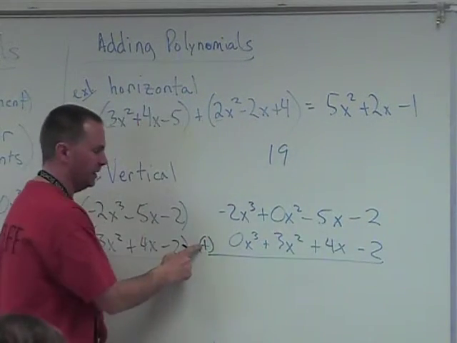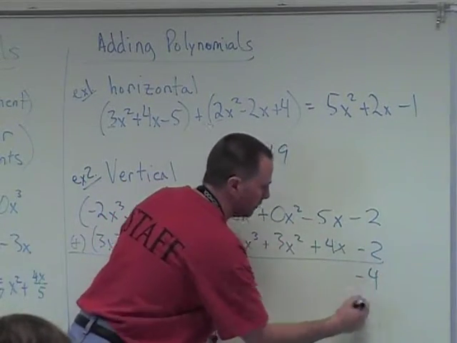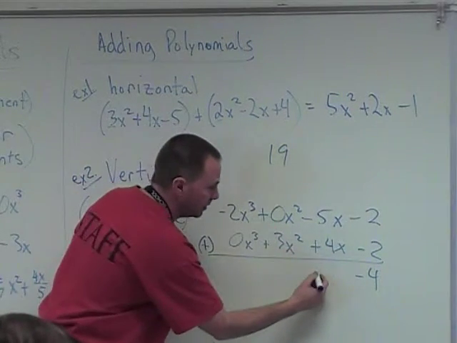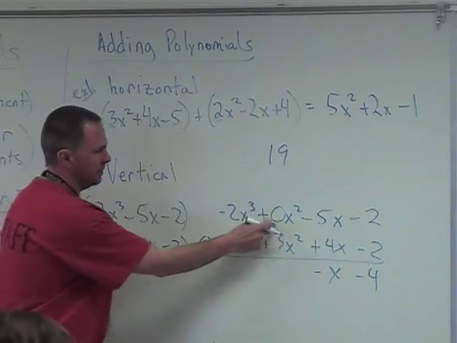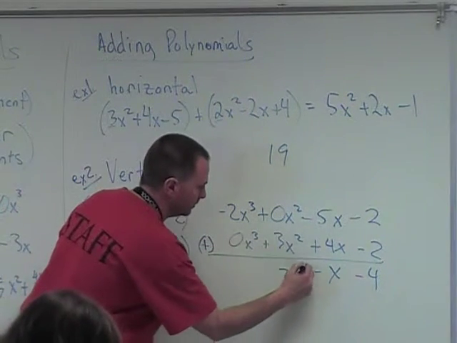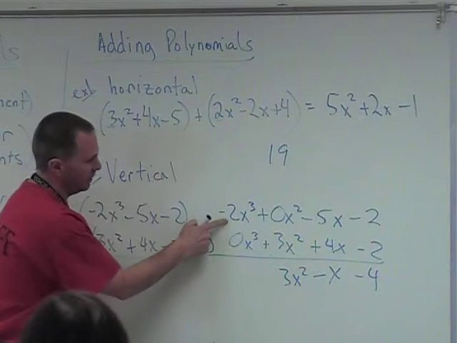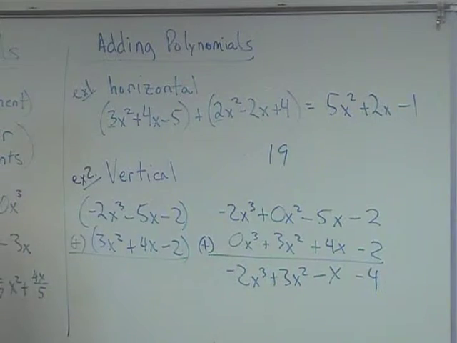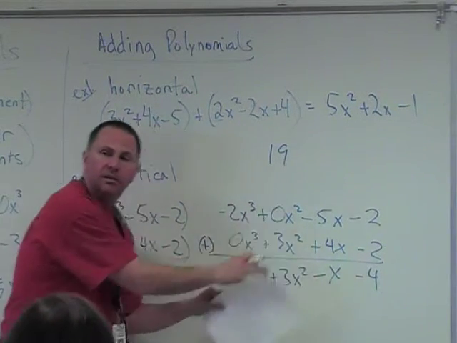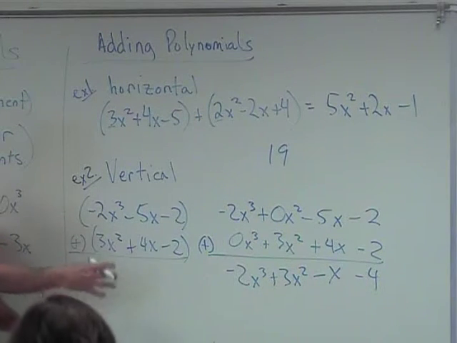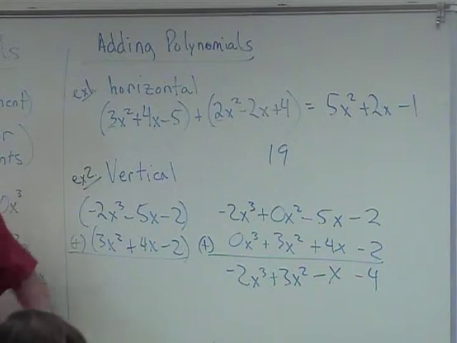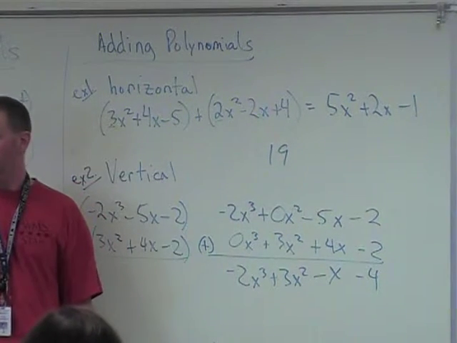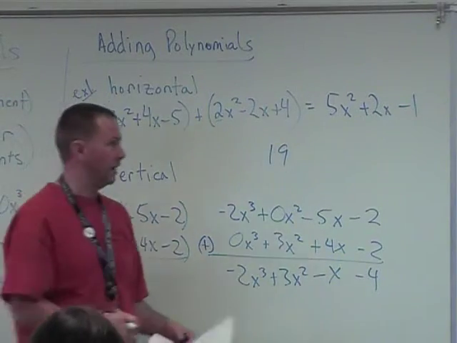So negative 2 plus negative 2 is negative 4. Negative 5 plus positive 4 is negative 1x. 0 plus 3 is 3x squared. And negative 2 plus 0 is negative 2x cubed. And that would be my answer. You do not need to do this if you can add it correctly this way. I am never going to make you do this. But those of you who might struggle, this might be a good idea to do. Okay? Alright.